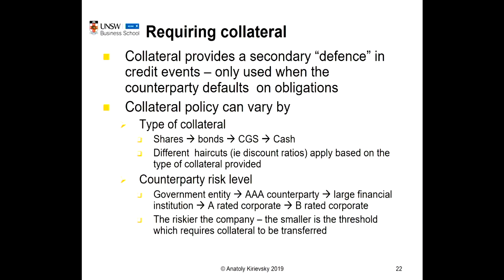So in terms of collateral, the better the quality of the collateral, the more valuable it is. So cash is the best collateral. Right? CGS is Commonwealth government securities, so government bonds. Bonds are better than shares. Right? Shares are much more risky. So the better the quality of the collateral, the less risk you will have. And you would then apply different haircuts, so different discount ratios, depending on the type of collateral.